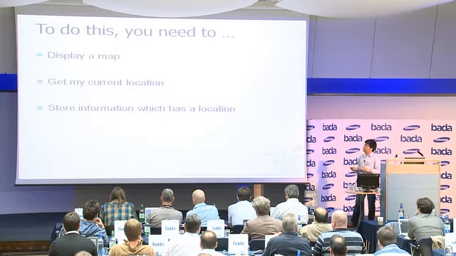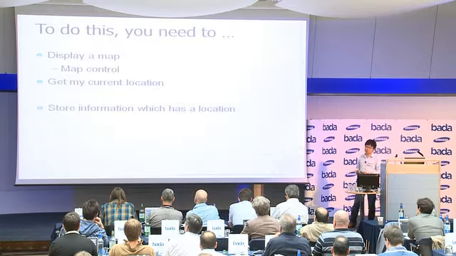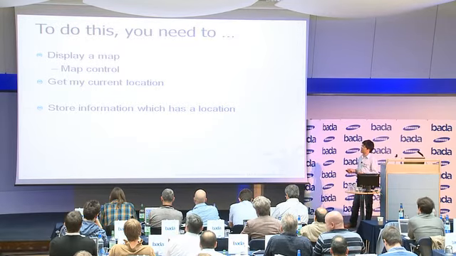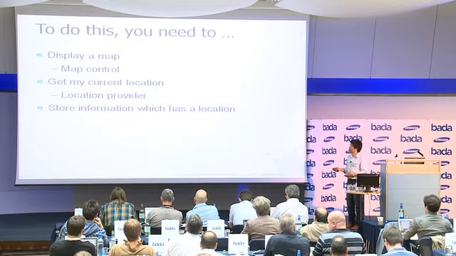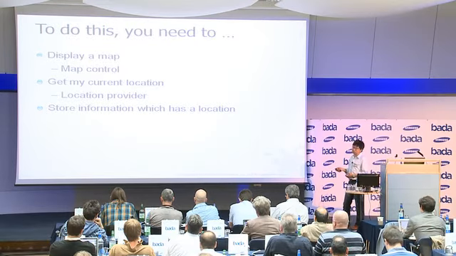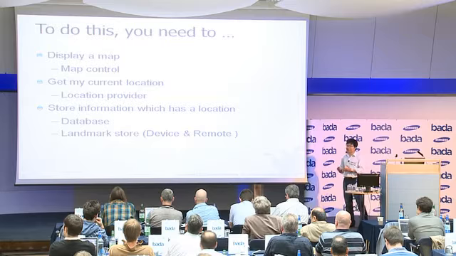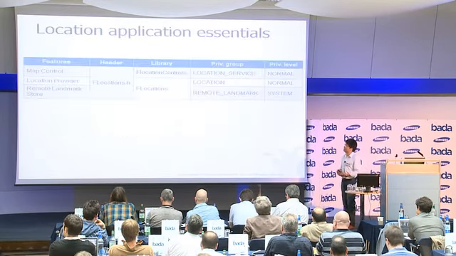So we think you need something to do this kind of application. You need to display a map, so you need a map control. That's the map control in bada for you to display a map. And you need to get your current location. The location provider will do the job for you. And then for storing the landmarks on the remote side, you need to have a database and remote landmark store, both on the device and remote side. So those are the elements you have to learn to start this kind of application.